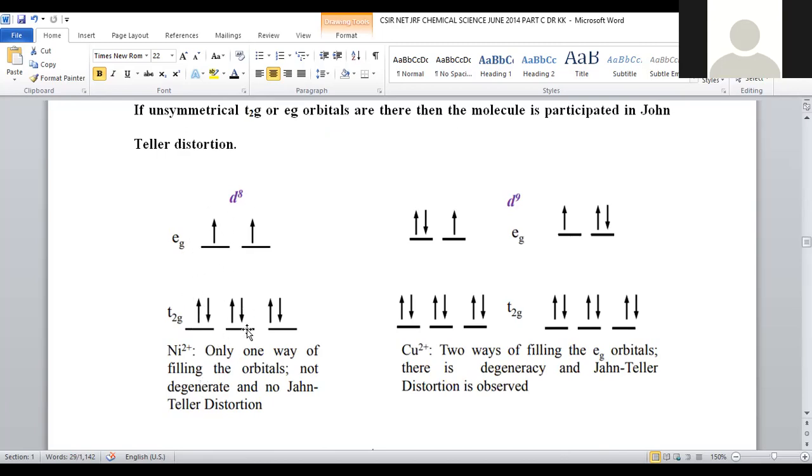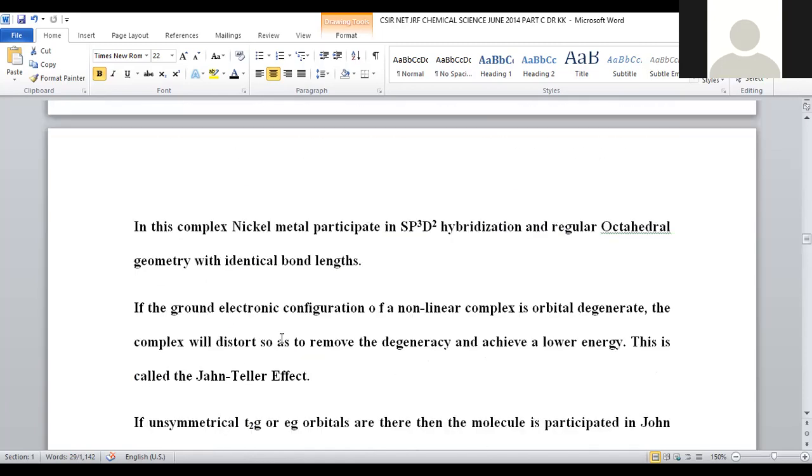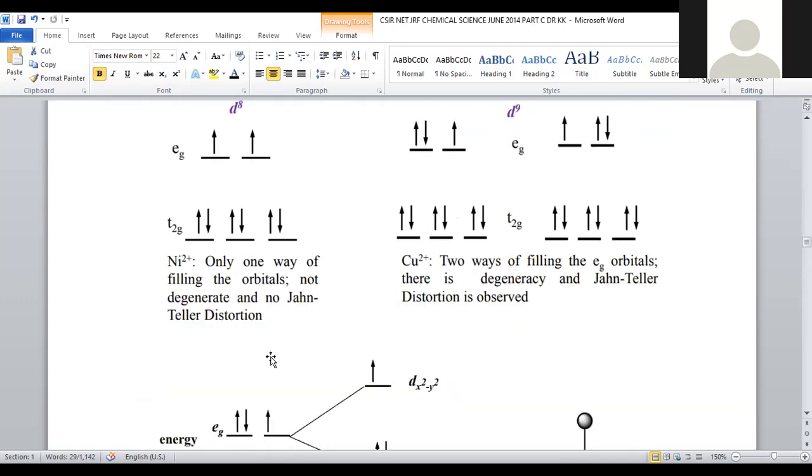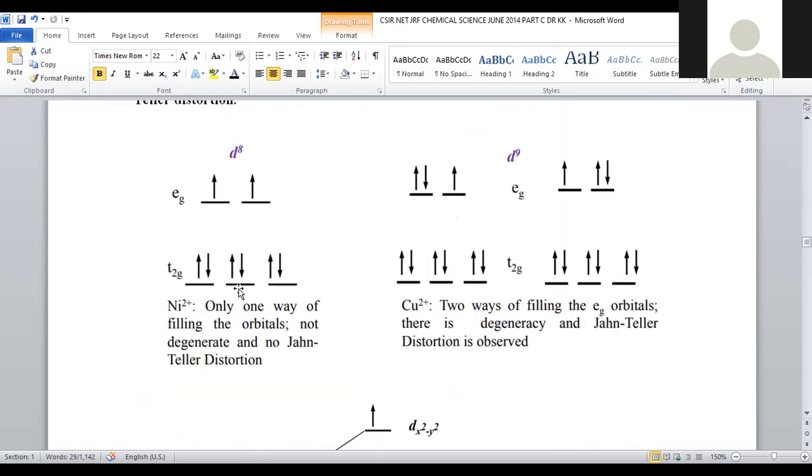D8 system, it will be 1, 2, 3. And what will be the ligand here? The ligand is water, being it is the weak field ligand, high spin complex, it could be 1, 2, 3, 4, 5. Then the 6th electron will enter into T2g, 7, 8. This will be the pattern of electron filling in a d8 system.